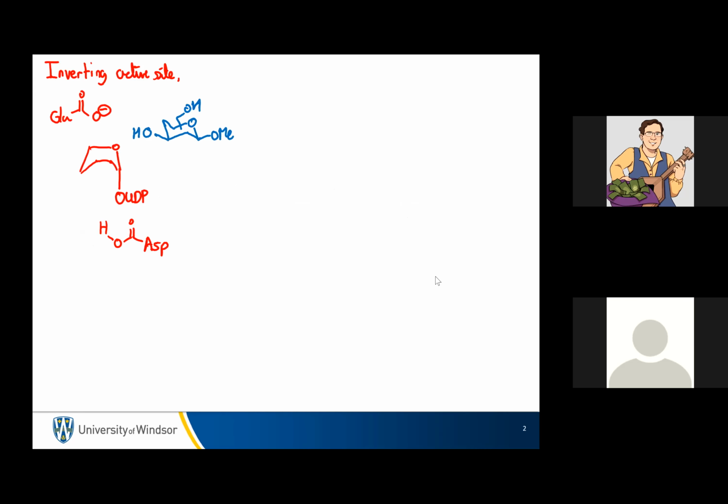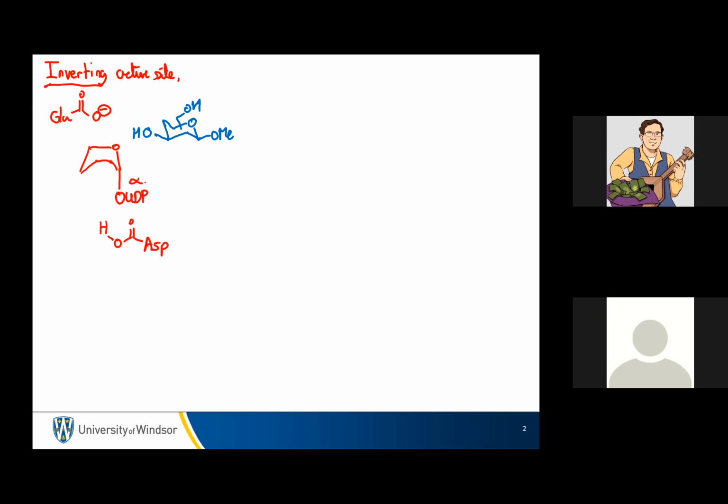Okay, so at the end of last class, I left off with this, and I was suggesting, hey, can we think about mechanistically how we can consider an inverting active site would function? So again, this is alpha UDP. I'm going to have to go back and check my notes because UDP glucose is always alpha, and I can't remember if I drew it that way. I really hope I did.